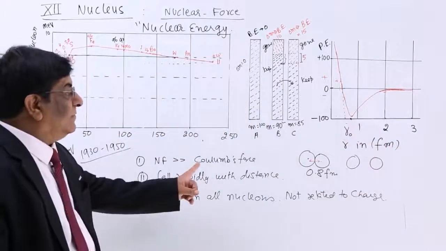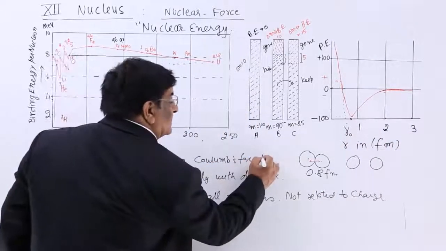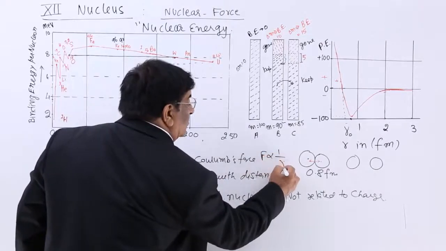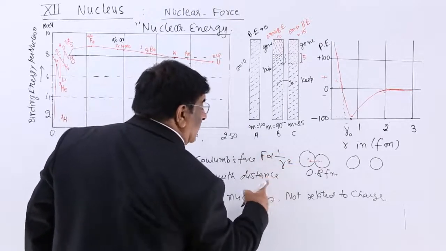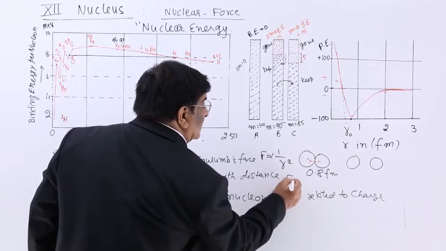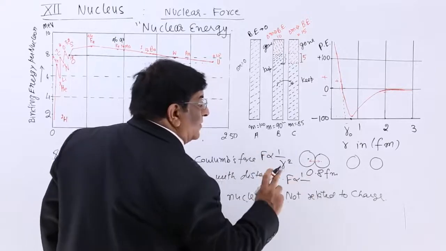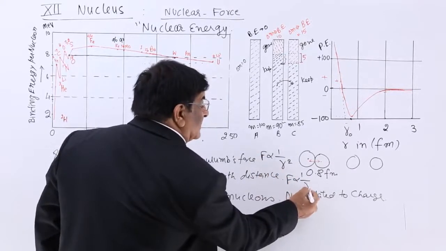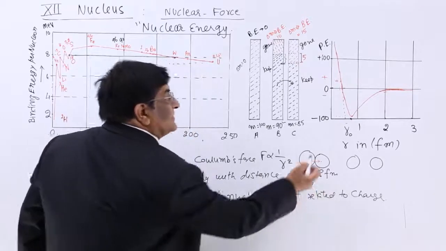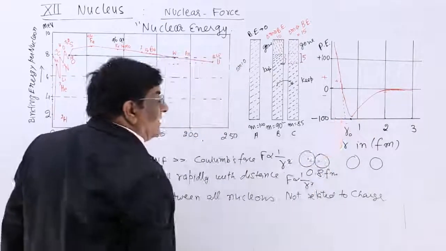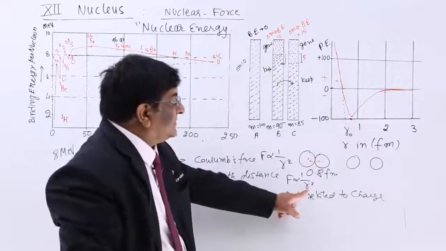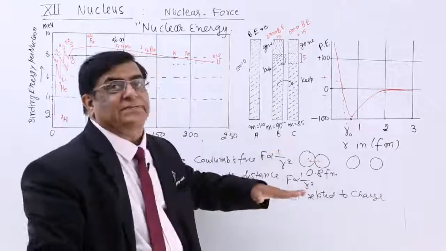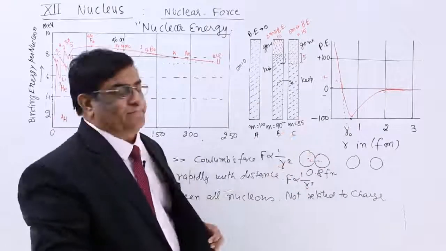But in Coulomb's law, we see the force is inversely proportional to the square of the distance. Here the fall is much faster than that. We do not give any commitment on exactly how it varies, but it is changing, and it is changing very sharply. A small change in R will change the force a lot.